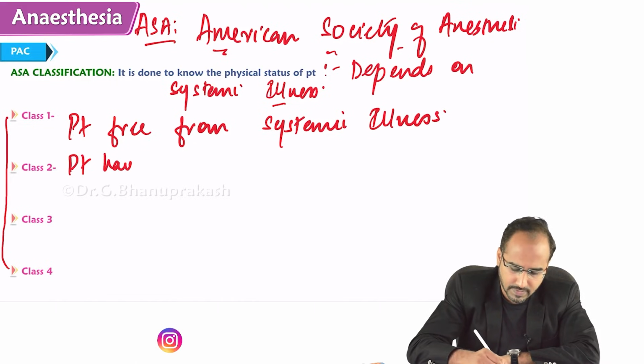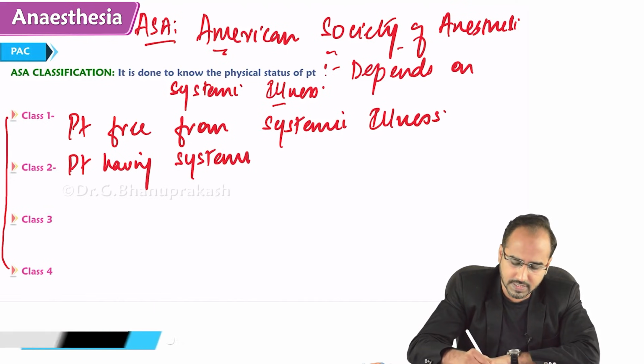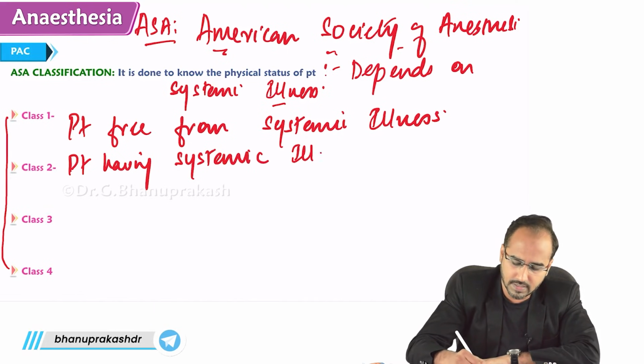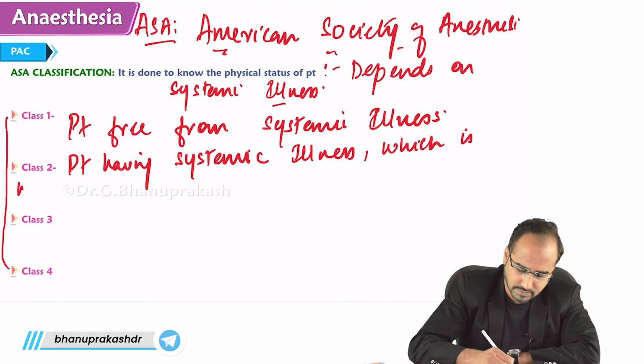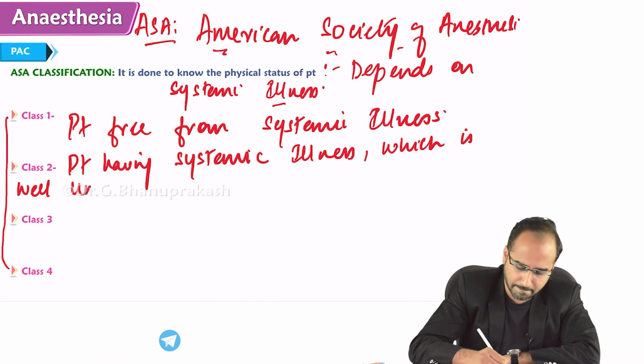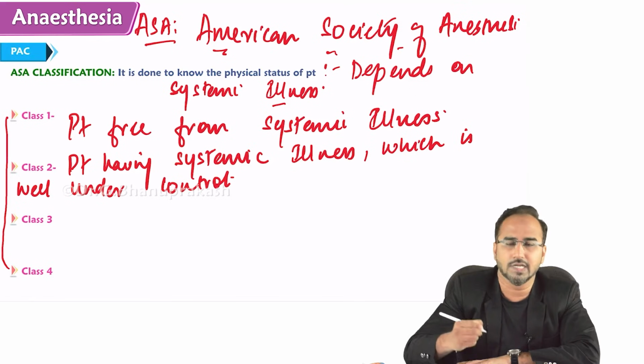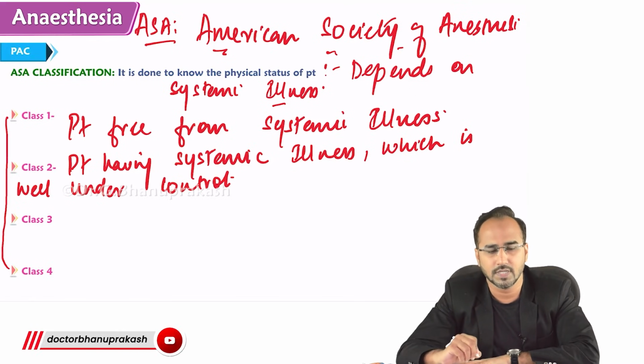Patient having systemic illness which is well under control. That is ASA 2.